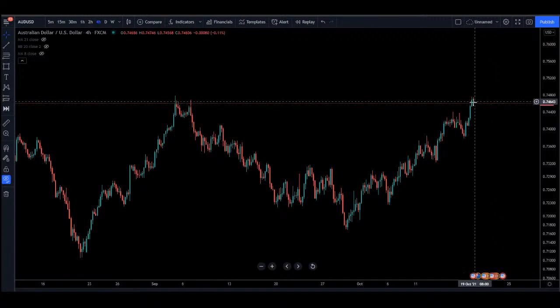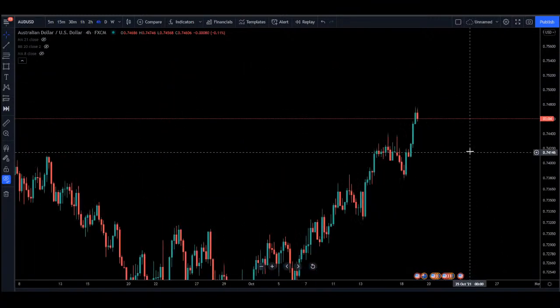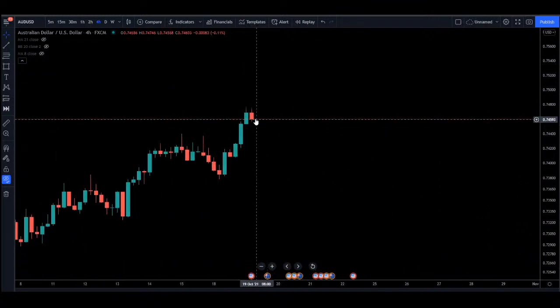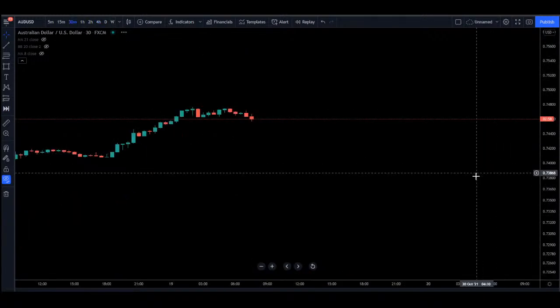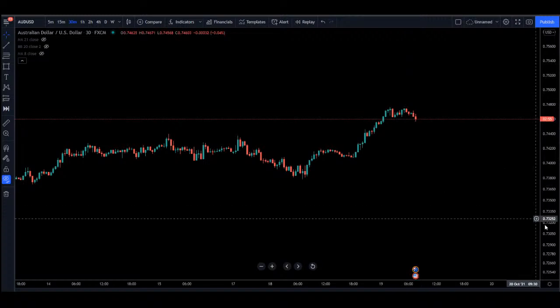And now the price is having a reaction in the 4-hour time frame. This is an inside candle, right? This is an inside or baby or harami candle, right? Now let's go to the lower time frame, the 30-minute one, and this is just a consolidation period.